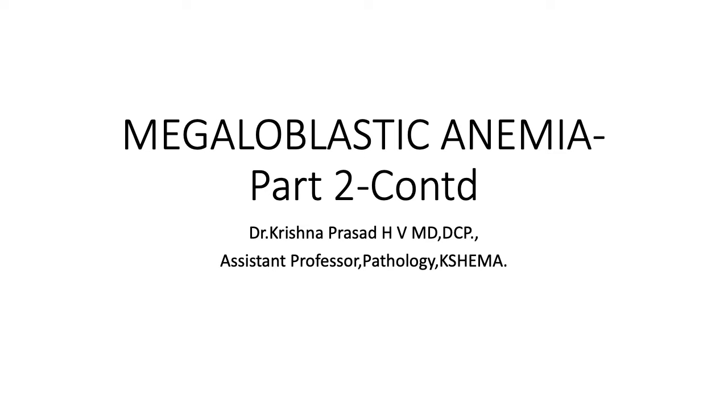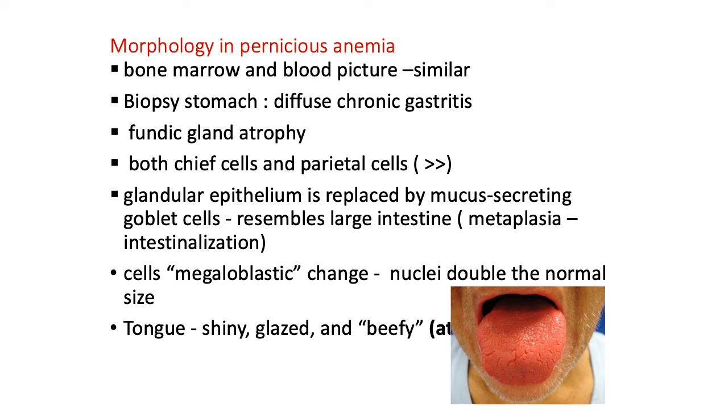Okay, we'll continue with megaloblastic anemia, the second part now. So, the morphology in pernicious anemia is almost similar. The bone marrow and the peripheral blood picture is similar to that of megaloblastic anemia because this is a specific form of megaloblastic anemia. That is why it's the same.